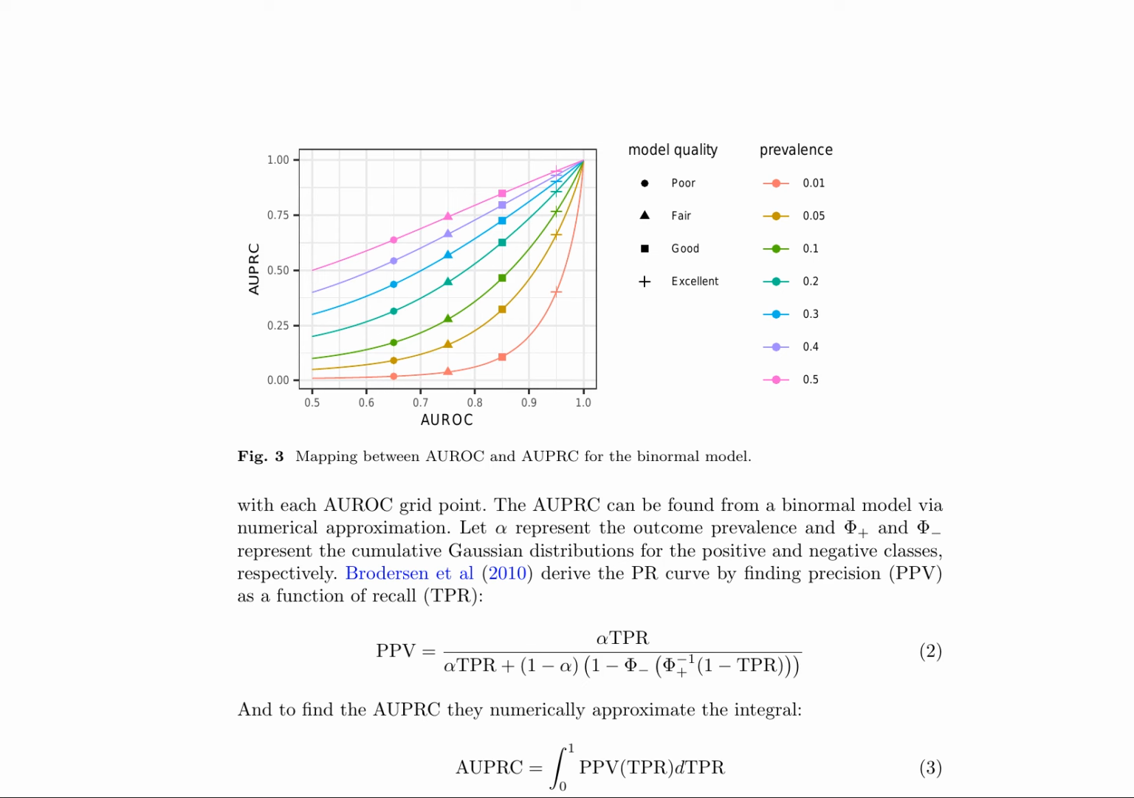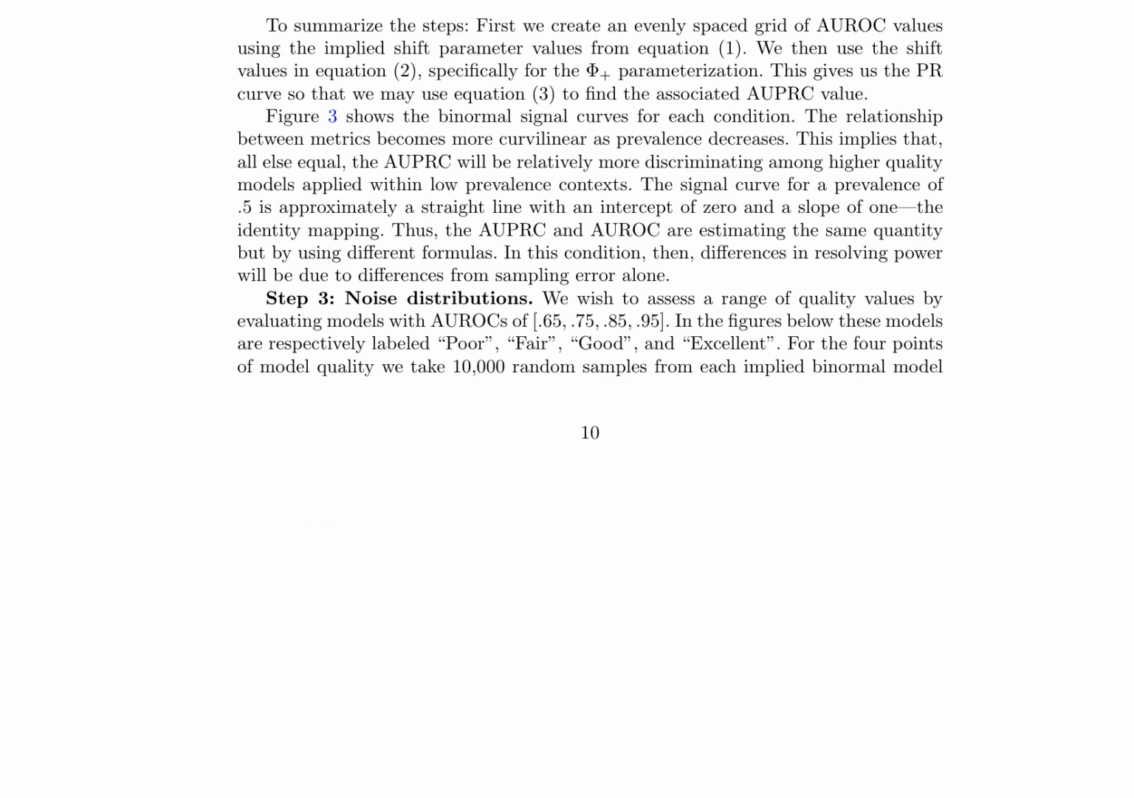To achieve this, the authors create an evenly spaced grid of AUROC values using implied shift parameter values from equation 1. These shift values parameterize the phi plus distribution, yielding the PR curve, and subsequently, the associated AUPRC value is calculated using equation 3. Figure 3 displays the binormal signal curves for each condition, highlighting the curvilinear relationship between AUROC and AUPRC as prevalence decreases.